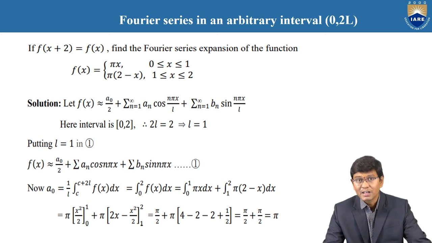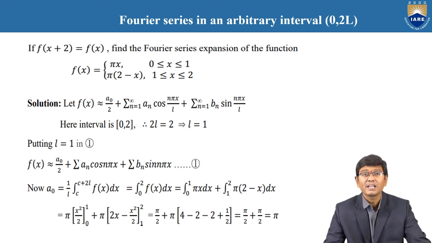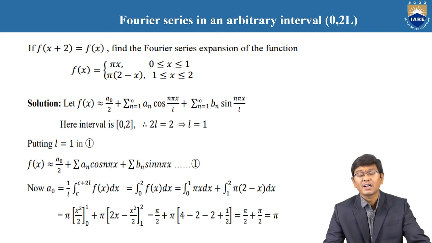That means when we are observing here, it is clearly an arbitrary period, and we need to find the Fourier series expansion. According to the working rule here, for arbitrary periods, the Fourier series in the interval 0 to 2l, clearly the limits are between 0 and 2l.